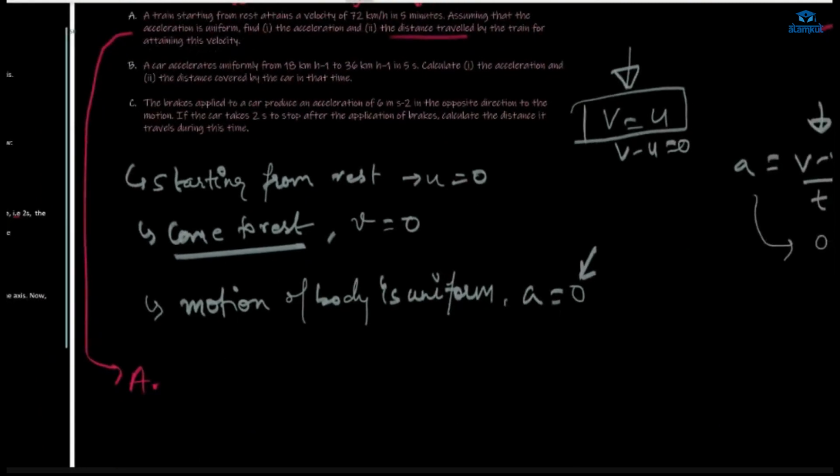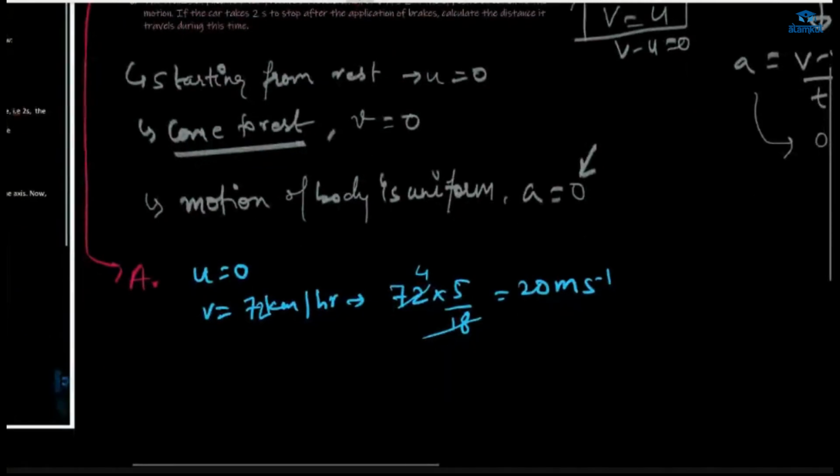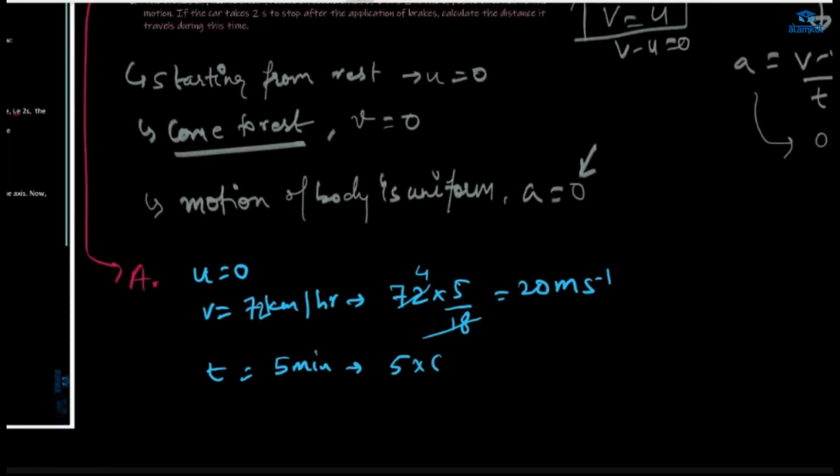First, given that u equal to 0, v equal to 72 kilometer per hour. We can change it into meter per second. So 72 into 5 by 18, cancelling it by 4, we'll get 20 meter per second. Time is given as 5 minutes. We can write 5 into 60, so that it will become 300 seconds. Okay.